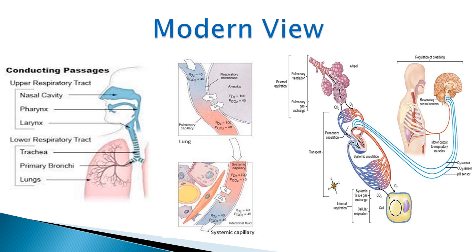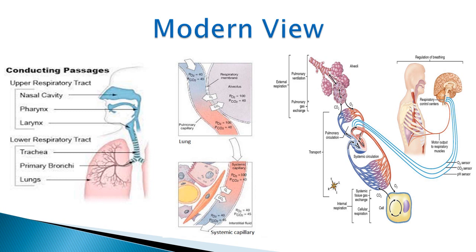Next, respiration takes place in two phases: internal respiration and external respiration. Internal respiration means gaseous exchange between the tissue and blood. External respiration means gaseous exchange between the lung and blood, especially the alveoli and pulmonary capillary, in which oxygen and carbon dioxide are exchanged as per the partial pressure difference.